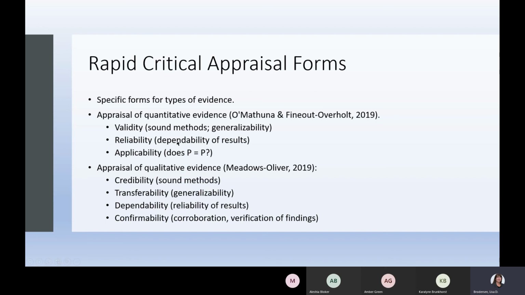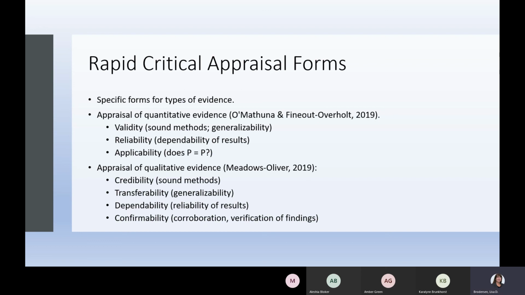To a large extent, reliability is going to refer to the results of the statistical analyses reported in the journal article. And then applicability, you would ask yourself, are the study findings relevant and applicable to the population in my PICO question? In other words, to the population in the setting where you would propose to do an evidence-based practice quality improvement project to address the PICO question that you're interested in. So in other words, does the P in the PICO question equal the P, or the population, that was studied in the journal article that you've read?